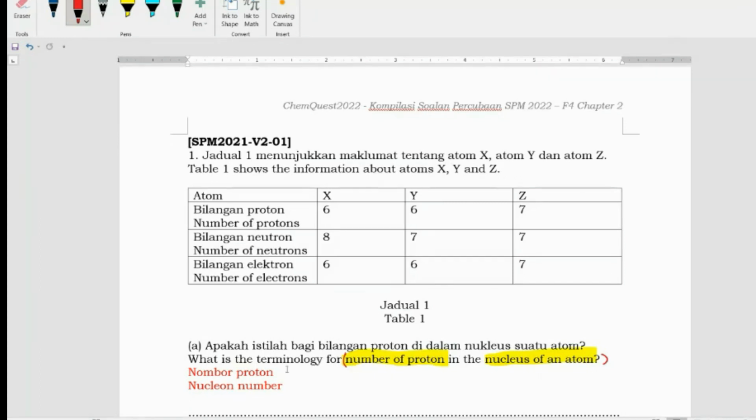I think this one answer should be proton number, not neutron number. Okay, it's the proton number. We use the English one lah. Kalau BM, nombor proton. Okay, English should be proton number, not number proton. Jonathan, kamu nak tulis dalam BM boleh lah, nombor proton.